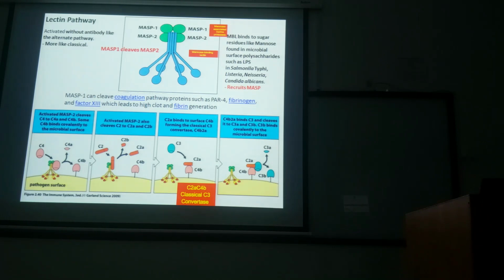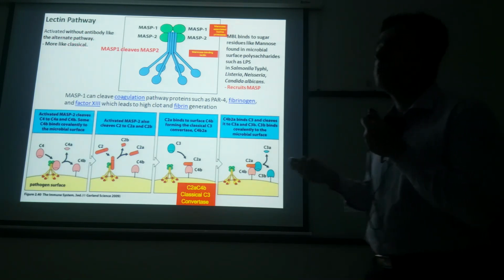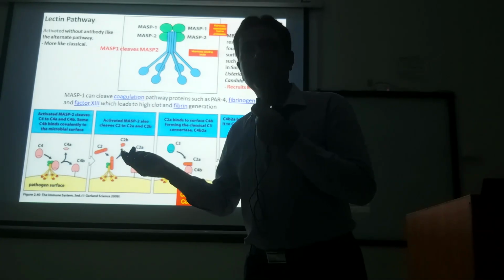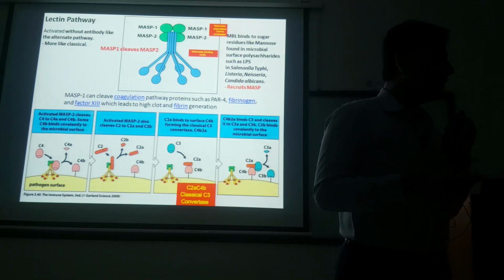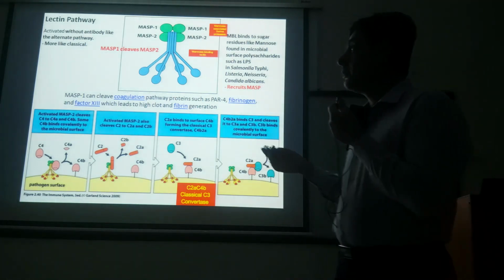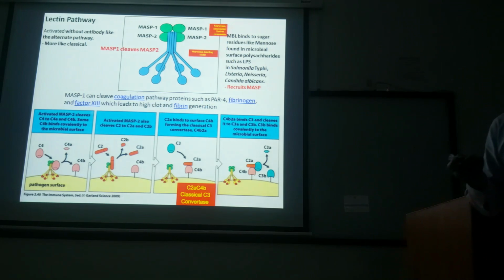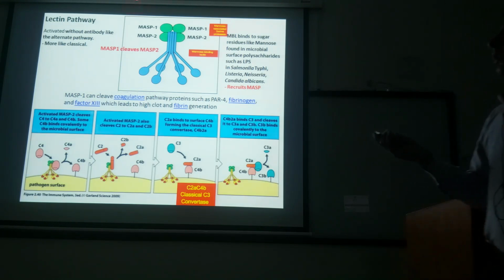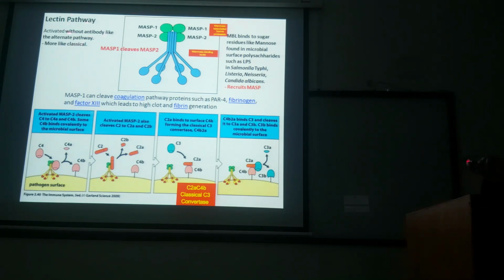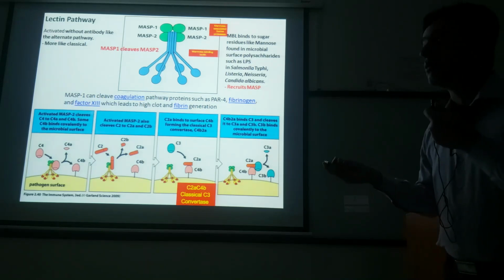So the lectin pathway is actually activated without antibody, like the alternate pathway. Although I told you that the alternate pathway can also be activated by immunoglobulin A, there are so many other things that can activate the alternate pathway. So we just skip that part of immunoglobulin A, which is quite uncommon. That's why we just say that it is activated without antibody, like the alternate pathway.